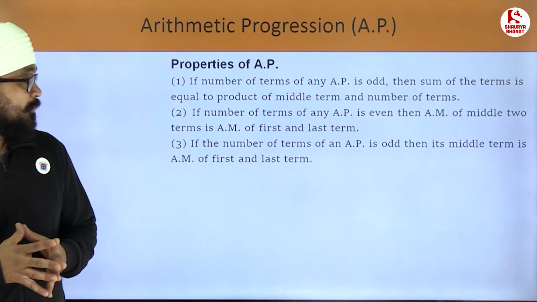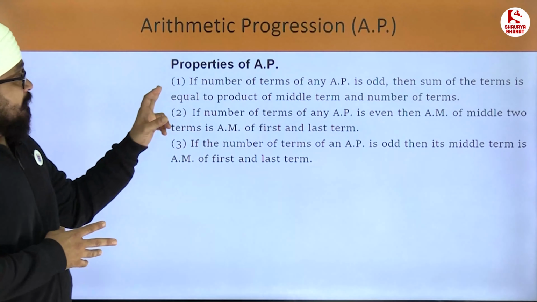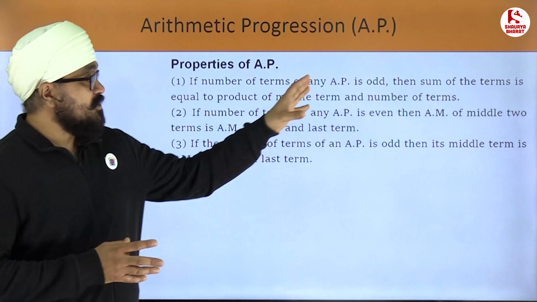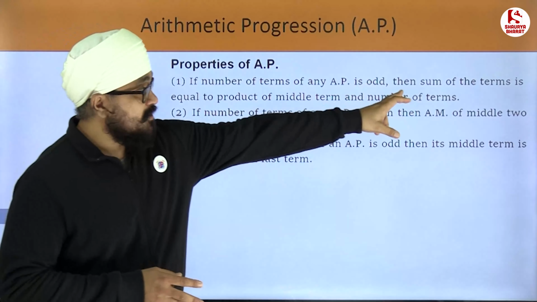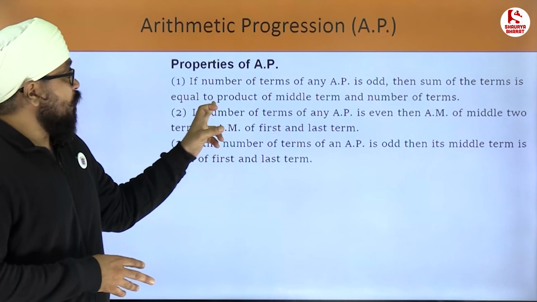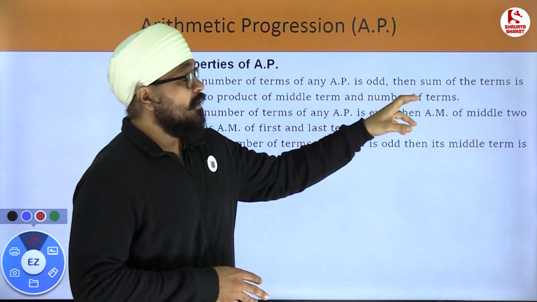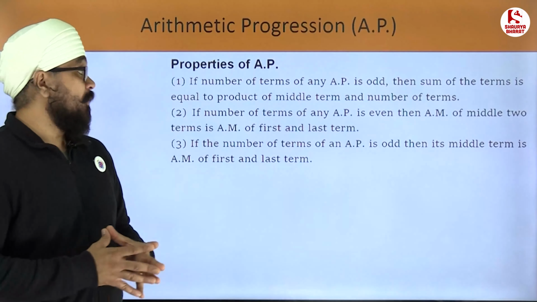So, the next important property that we have is: if the number of terms of an arithmetic progression is odd, then the sum of the terms is equal to the product of the middle term and the number of terms. It is a very important property.